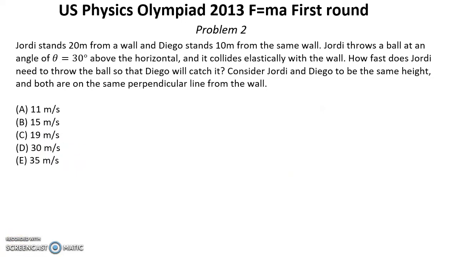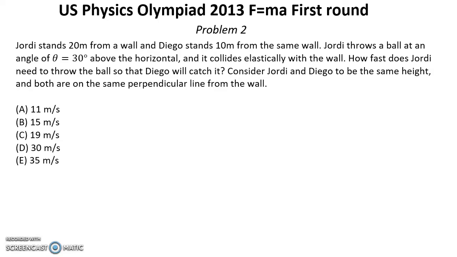Problem number 2. Georgie stands 20 meters from a wall and Diego stands 10 meters from the same wall. Georgie throws a ball at an angle of theta equal to 30 degrees above the horizontal, and it collides elastically with the wall. How fast does Georgie need to throw the ball so that Diego will catch it? Consider Georgie and Diego to be the same height, and both are on the same perpendicular line from the wall.